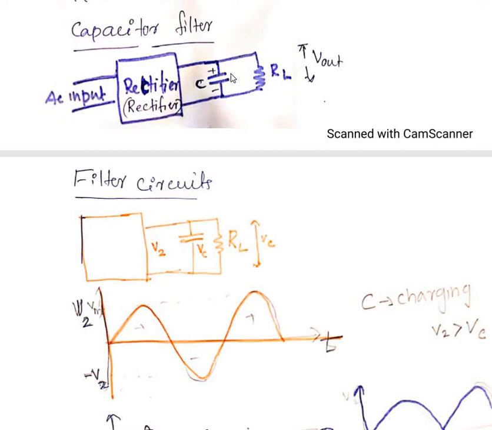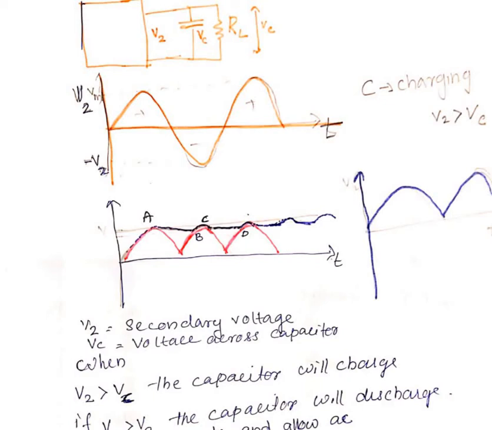The capacitor is always connected parallel to the load resistance. Normally the capacitor is connected parallel to the load resistance for doing the filter operations. During the filter operations, the capacitor is always in parallel. What does parallel mean? So this is the circuit.